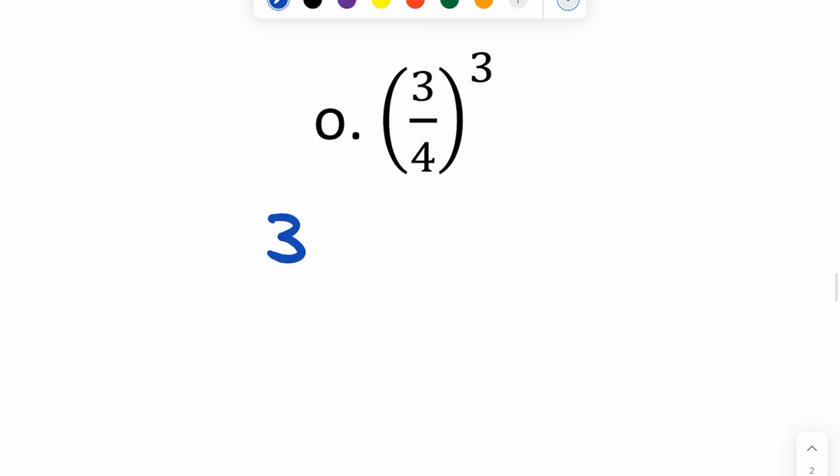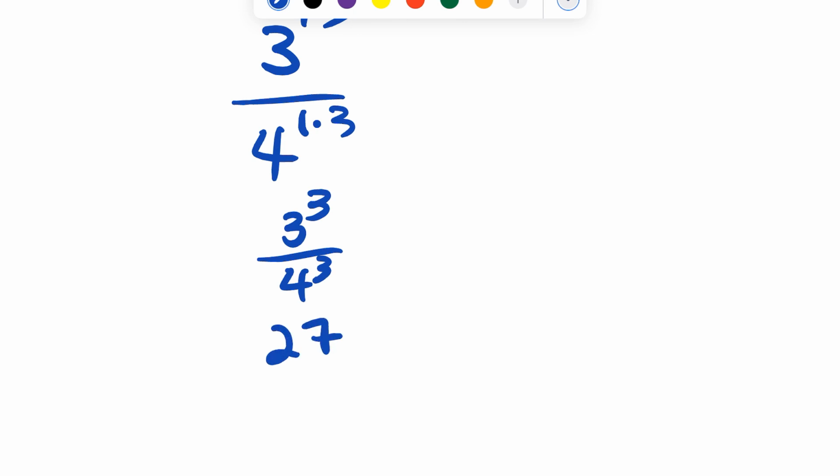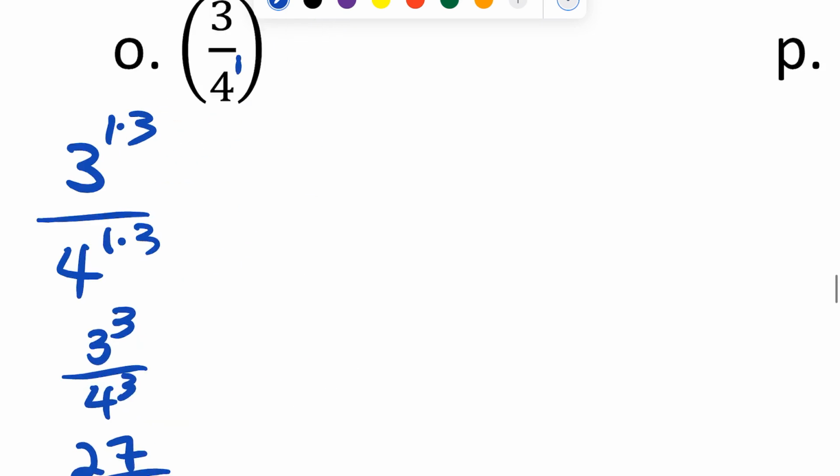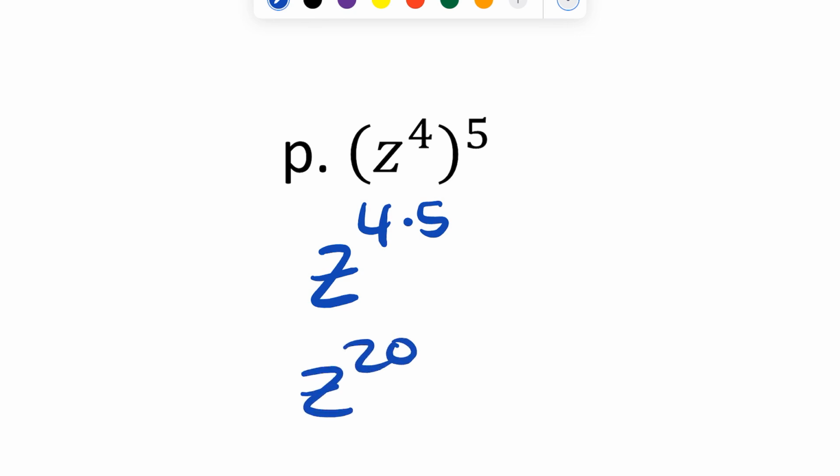This one, all I have to do is have an exponent of 1 and multiply it because it's a power raised to a power. So I have 3 to the 3rd over 4 to the 3rd, which is 27 over 64. This next one, power raised to a power, 4 times 5. So 20.